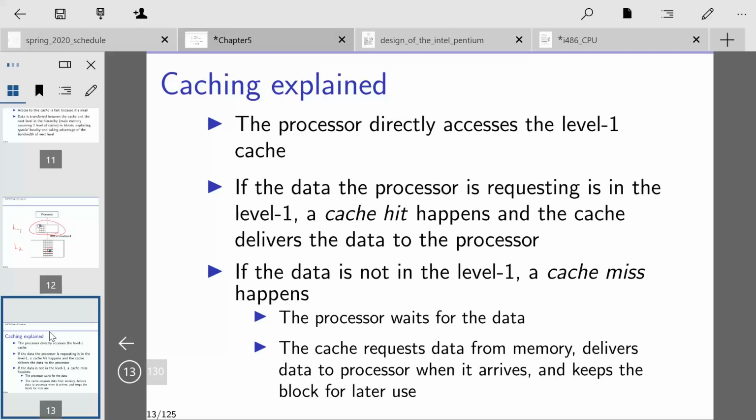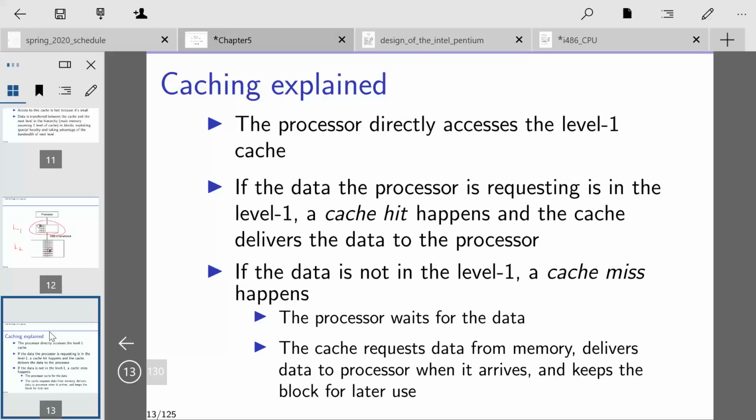Okay. All right, we got a little bit of terminology here. So again, the processor directly accesses the level 1 cache. If the data that the processor is requesting is in the level 1 cache, then a cache hit happens, and the cache just directly delivers that data to the processor. That's the fast case. And if it's a well-designed memory hierarchy, that's the common case. It's common that the data that the processor is requesting will be in that level 1 cache, even though it can be relatively small compared to main memory.